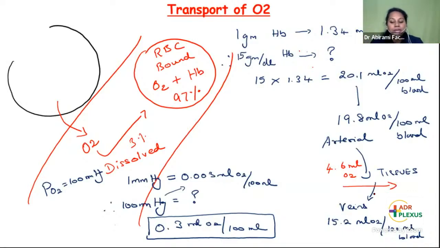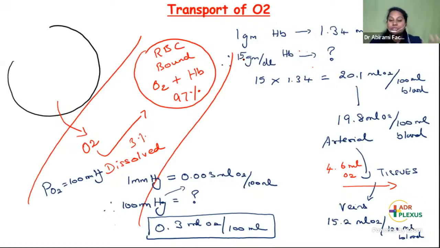So in arterial blood, 19.8. But when it comes to venous blood, 15.2. In between, you have the tissues. So tissues have extracted around 4.6 ml of oxygen per 100 ml of blood. So this basic calculation is very important to understand about the oxygen hemoglobin dissociation curve.